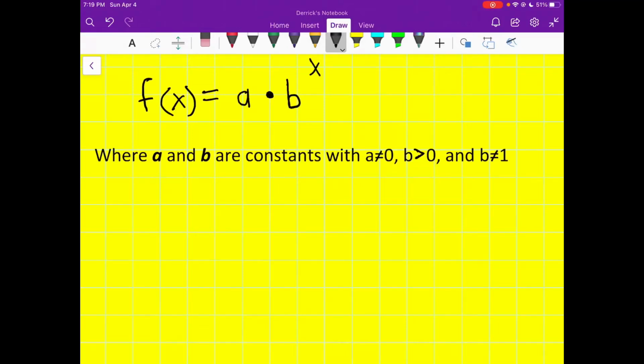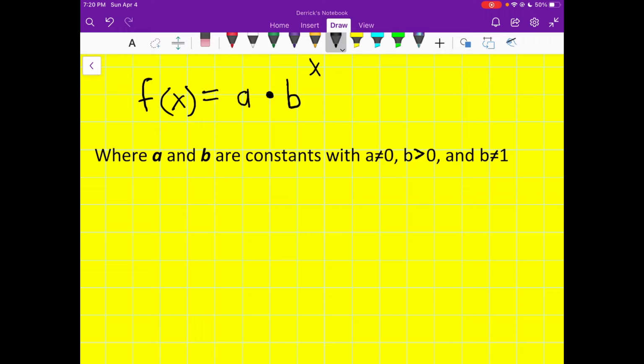This video is meant to be a bit of an introduction to exponential functions in general. We're going to talk about the generic exponential function and then look at a couple of graphs just to see what type of things you can expect from an exponential function. Obviously each one's a little different, but there are some things we can generalize.